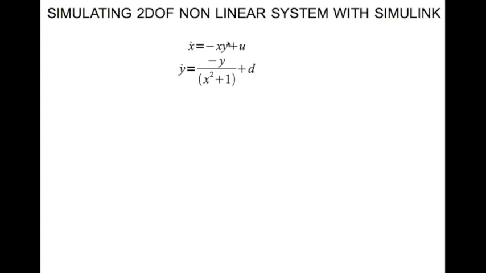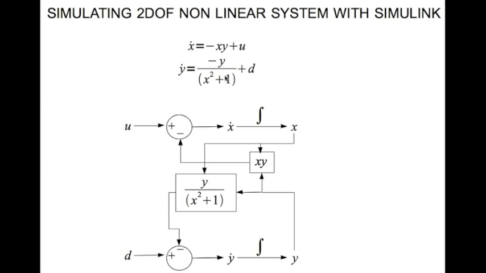So obviously it is a nonlinear equation and it is coupled two ways here. Both equations have x and y coupled nonlinearly. So how do we do this? First we draw the equations graphically, and that's how it looks. So x dot integrated once you get x. Similarly, you have y dot integrated once you get y.